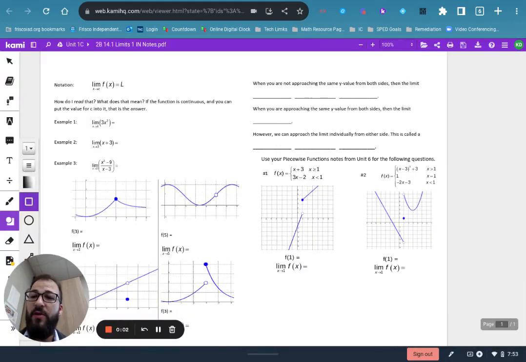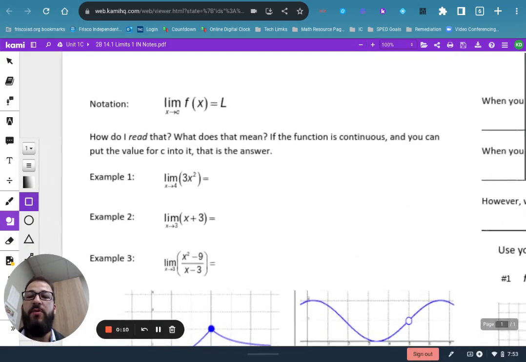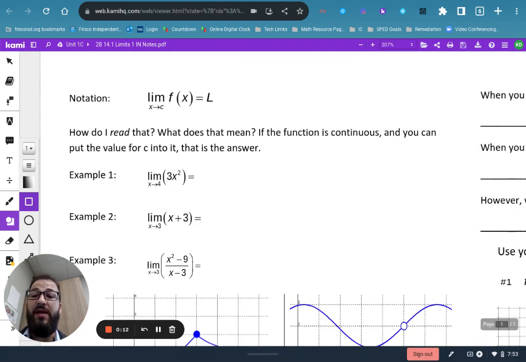All right, y'all. Today we're going to be talking about limits graphically. So limits graphically is kind of the first way we're going to explore them today. But before we can get to that, we want to talk about what does a limit really mean.